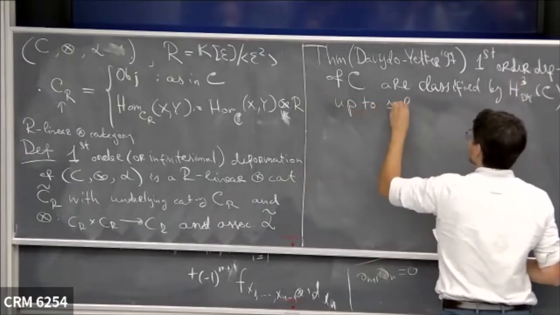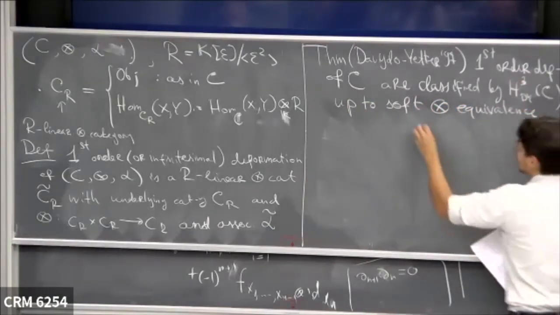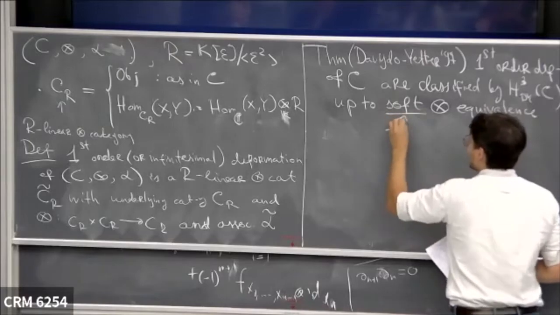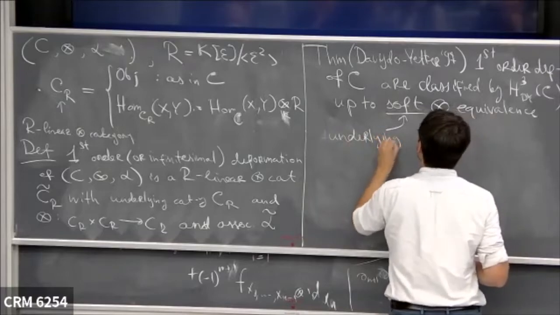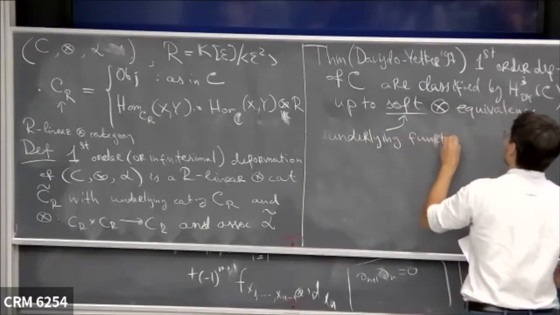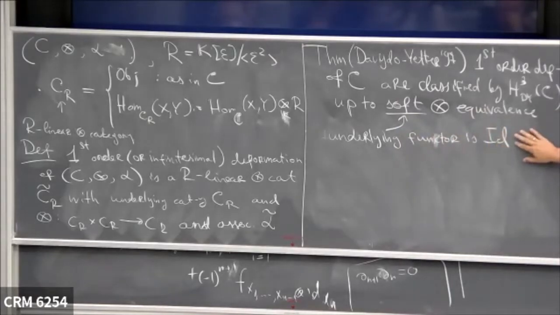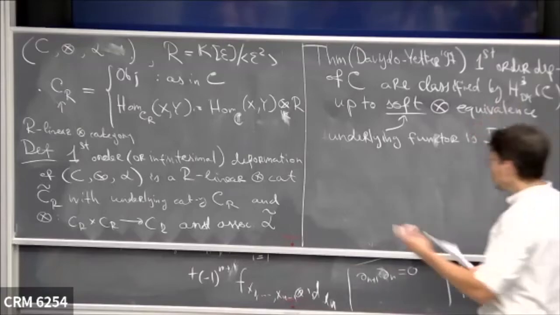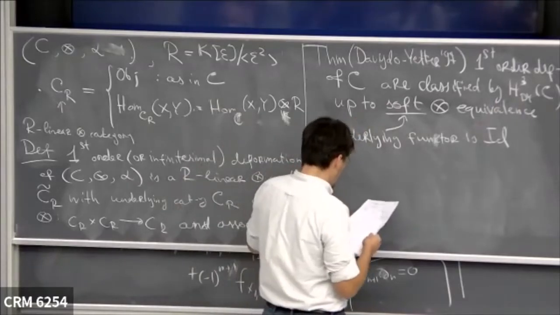What does soft mean? Soft means that the underlying functor of the equivalence is identity, right? But it might have a non-trivial monoidal structure. So this theory classifies the infinitesimal deformations, but only up to this type of equivalence. Of course, we want to classify up to any equivalence, right? And we have an extension of this.